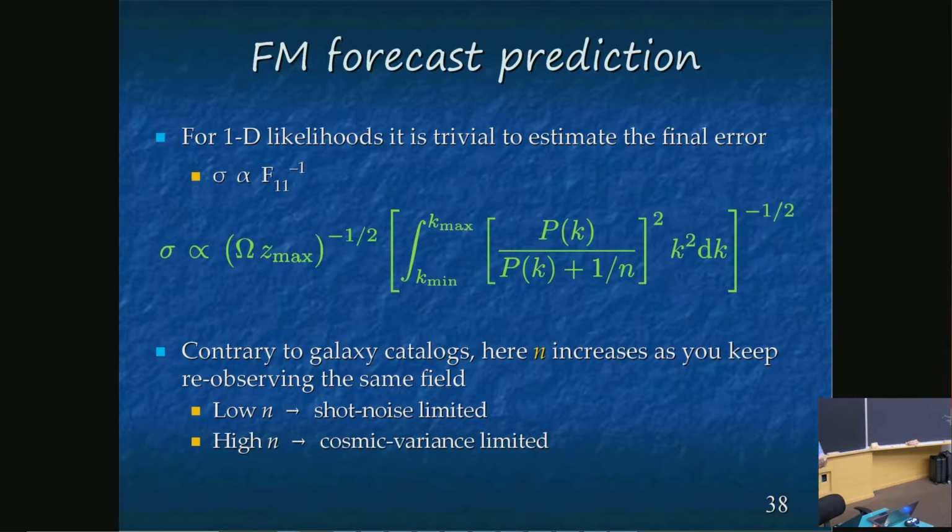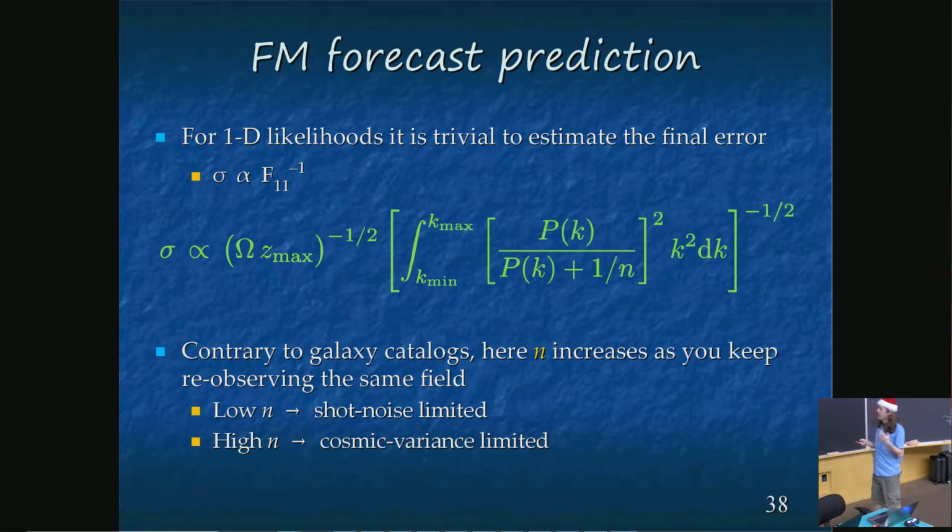The difference between this and the galaxy catalogs is that the number density keeps growing as you observe more and more, because supernovae keep exploding. Whereas with galaxies, once you cover the area, that's it, that's the end. So if you just keep observing, you keep increasing your number density.